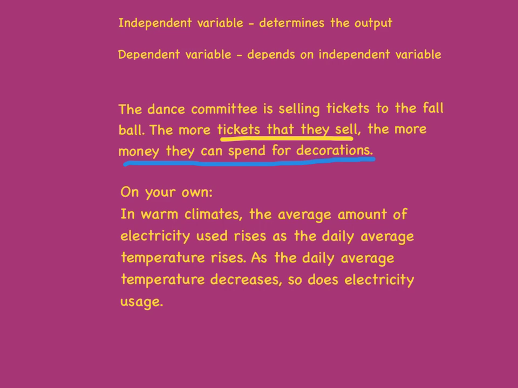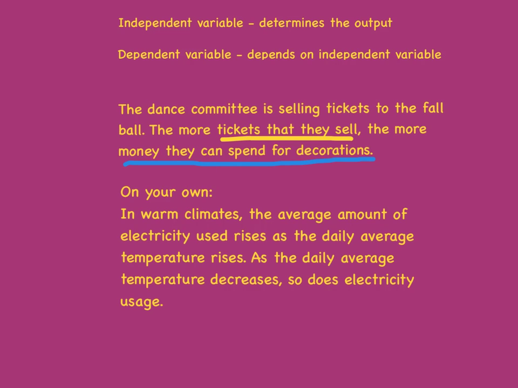In warm climates, the average amount of electricity used rises as the daily average temperature rises. As the daily average temperature decreases, so does electricity usage. So which one of these is affecting the other one? When we think about it, we have either the electricity usage is affecting the temperature, or the temperature is affecting the electricity usage.